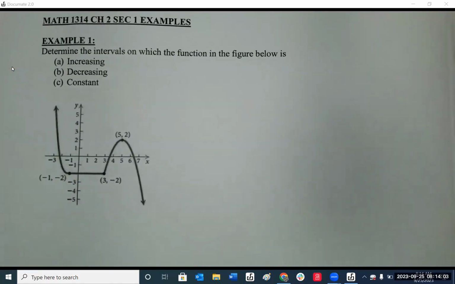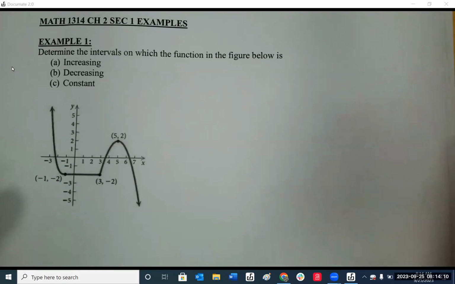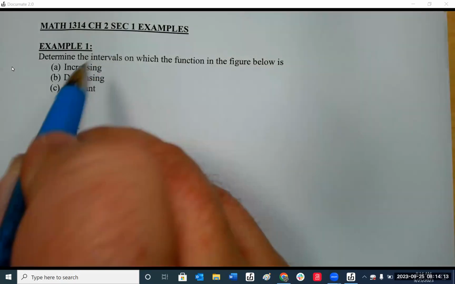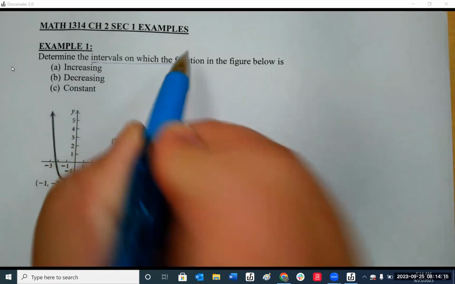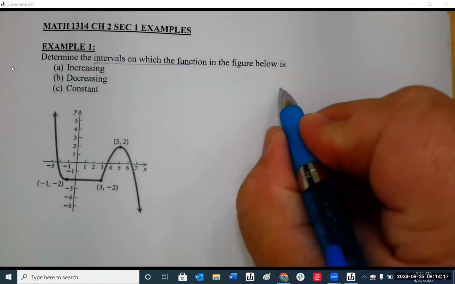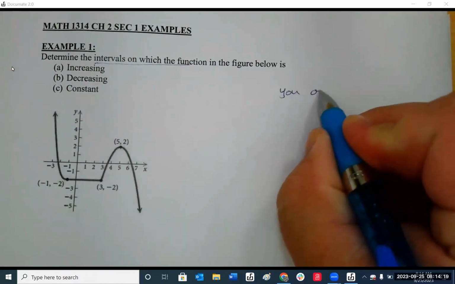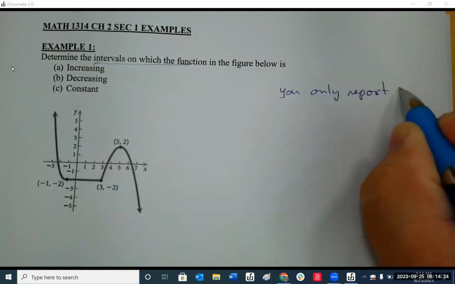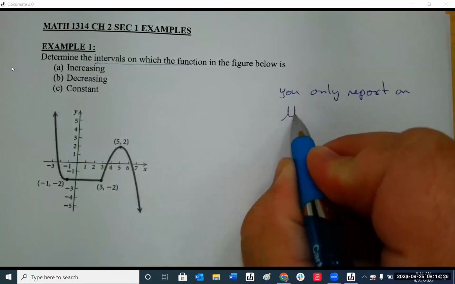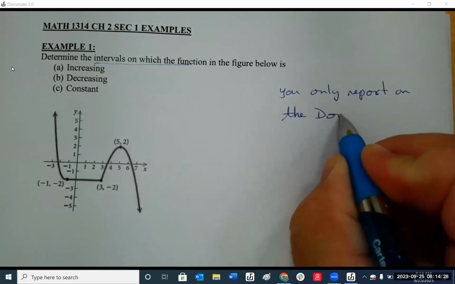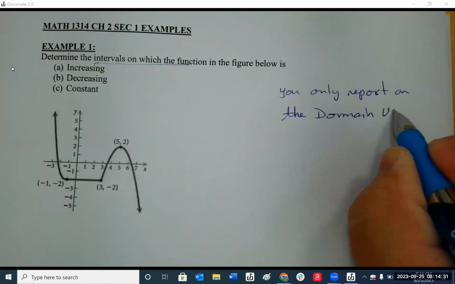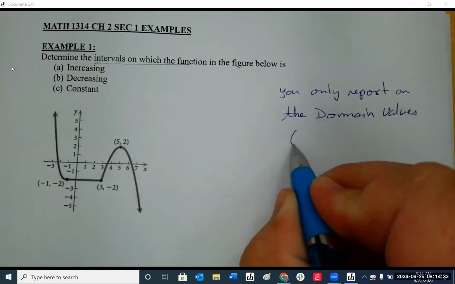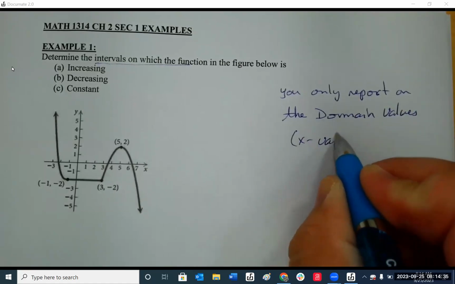Determine the intervals in which the function in the figure below is increasing, decreasing, or constant. Now, I didn't tell you this earlier, but when you determine the intervals, whether the function is increasing, you only report on the domain values. In other words, the x values only.